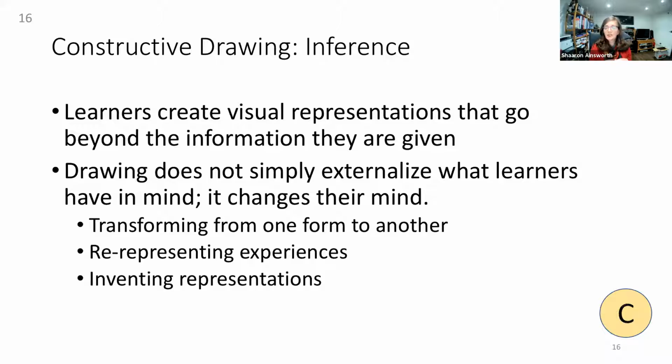Drawing changes your mind. When you put something out there and then you inspect it and then you transform it from one form to another, I think you understand something in a way that's very difficult to do if you haven't transformed your understanding and then given yourself the opportunity to look at it and think about what it means. So I'm going to look at 3 examples for how we can construct a visual spatial representation that goes beyond the information that we're given.